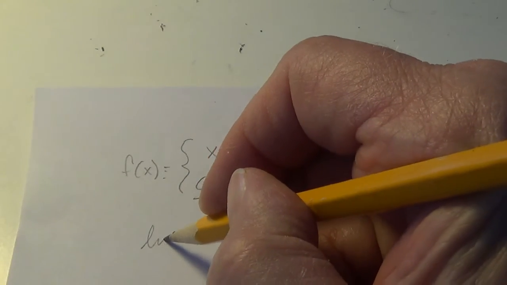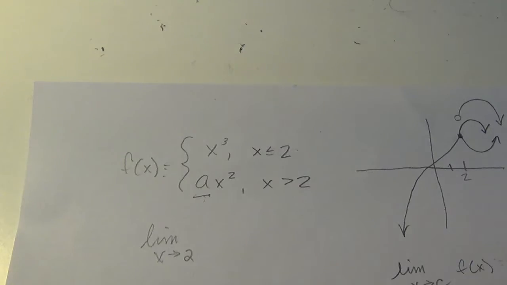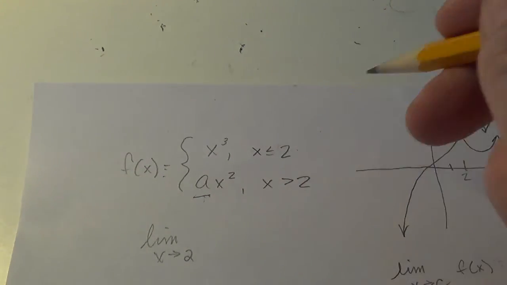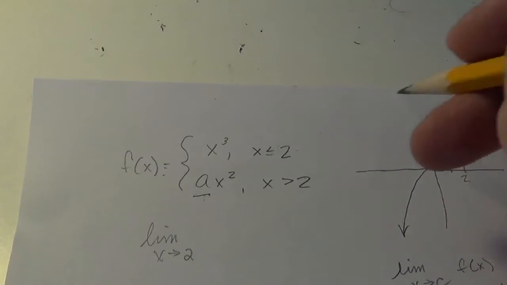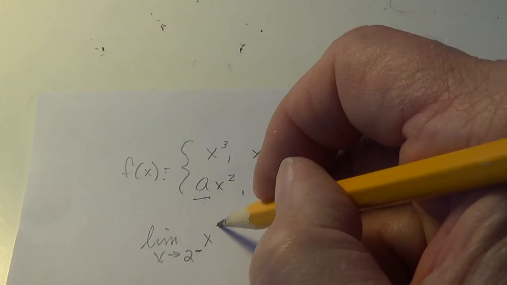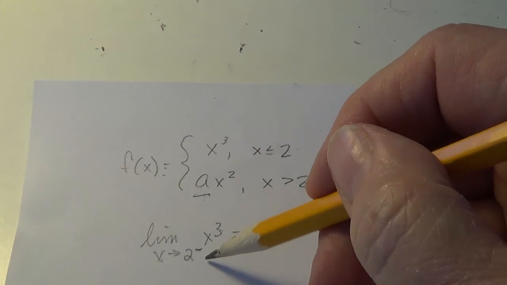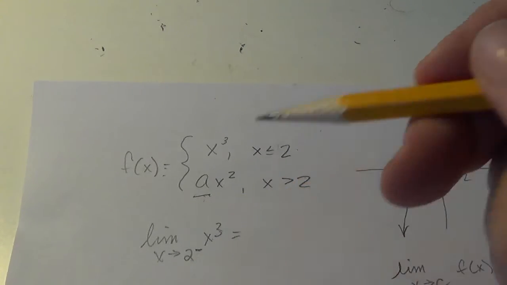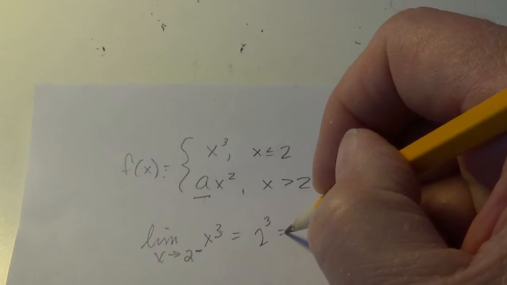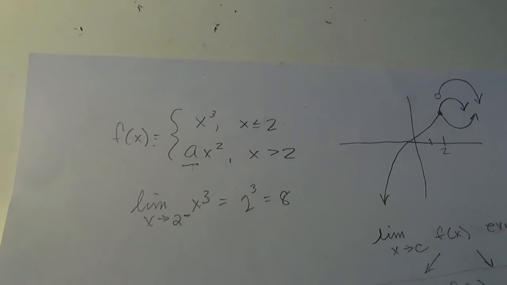That will ensure continuity. So the limit as x approaches 2, from when x is less than 2, so that would be over here from the left, is going to be the limit of this. Remember how you take a limit, you just substitute 2 into the function. So we get 2 cubed, which is 8. So that is the limit from one side.